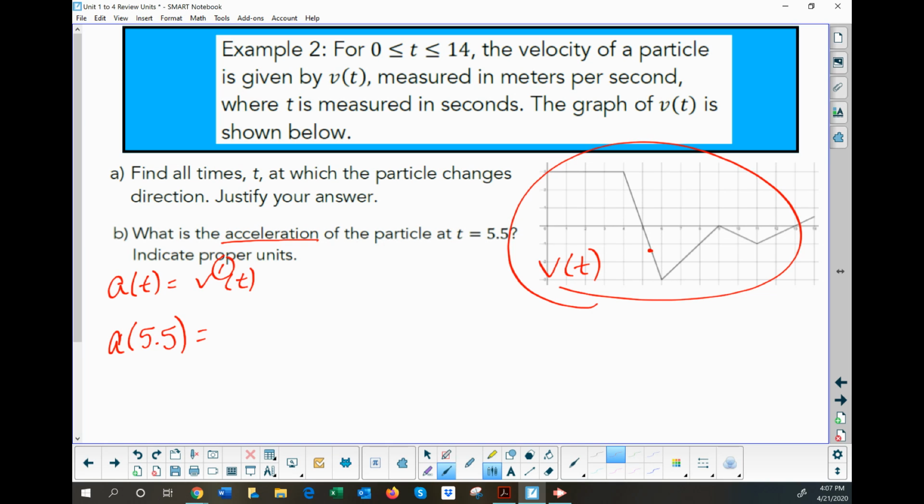5.5 right in that mark. Now what I need to do is be able to calculate what the slope is there. So I'm going to go down 3 and right 1. So I'm saying that the slope is -3. And velocity was measured in meters per second. And this is a rate of change of velocity, so meters per second per second. If you'd rather express it as -3 meters per second squared, that's just fine.